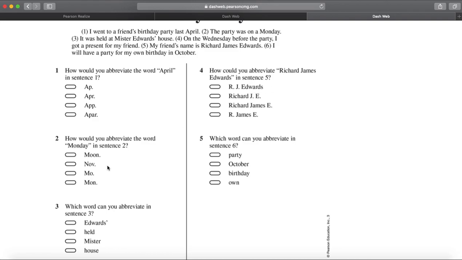Okay? Question number 5. Which word can you abbreviate in sentence number 6? I will have a party for my own birthday in October. So which word should I abbreviate here? October, because it's a month of the year. So it will become Oct and period. So the second option is the correct answer.